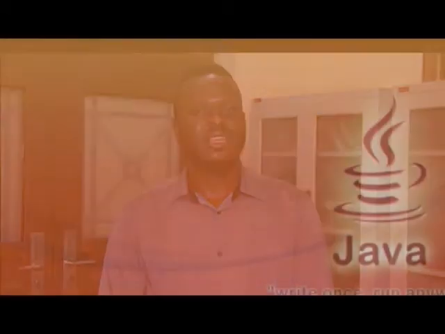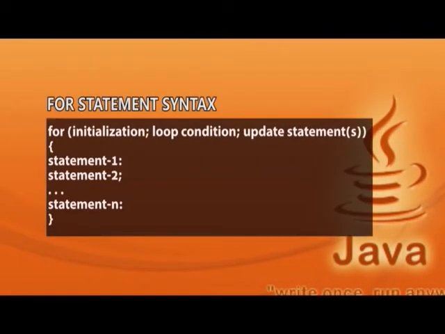The syntax of the for statement is for open bracket initialization, semicolon, loop condition, semicolon, update statement, close bracket. Then we have an open curly brace. Then statement 1 ending with a semicolon. Statement 2 ending with a semicolon followed by an ellipsis. Statement N ending with a semicolon then followed by a curly brace which is closed.